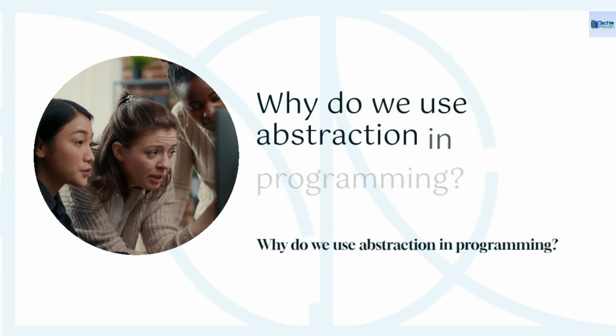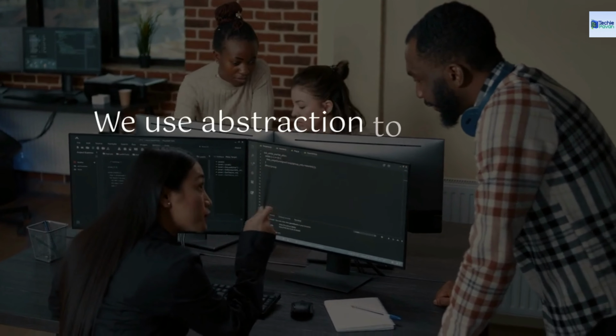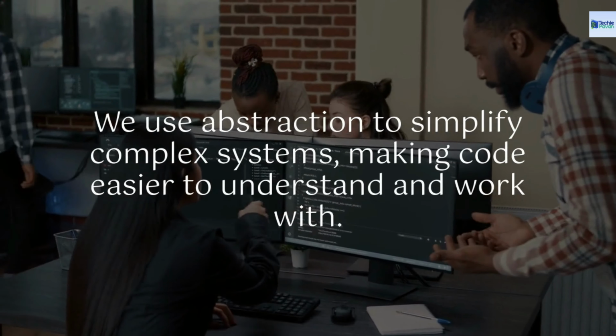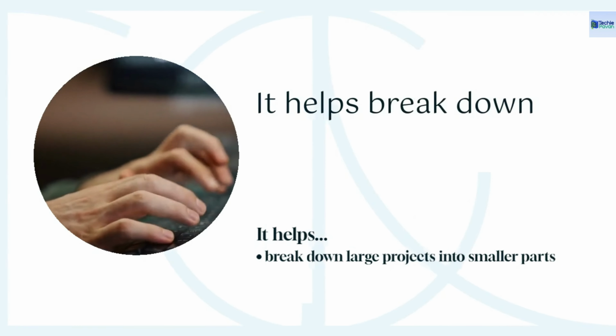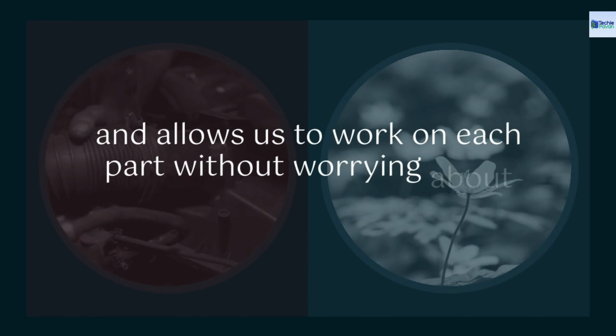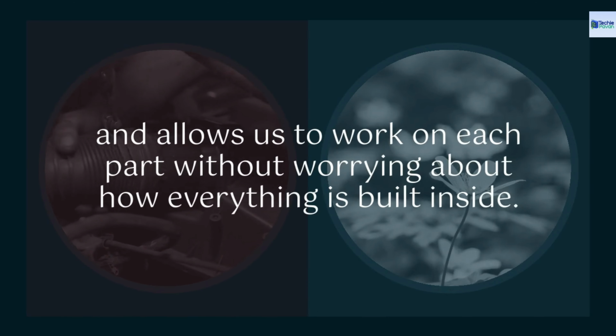Why do we use abstraction in programming? We use abstraction to simplify complex systems, making code easier to understand and work with. It helps break down large projects into smaller parts and allows us to work on each part without worrying about how everything is built inside.